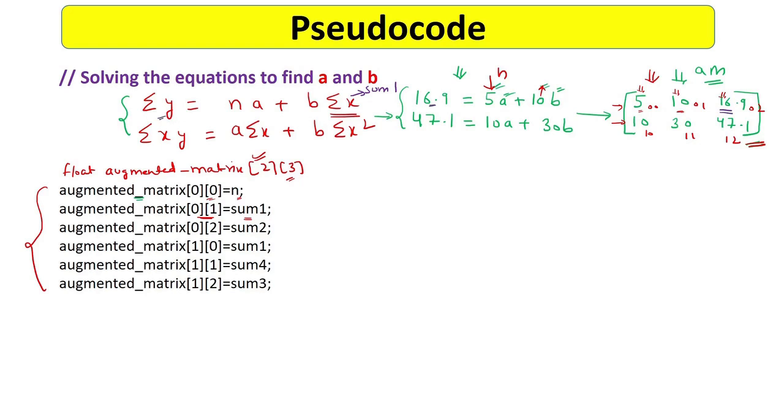This 16.9 is the summation of y, and this was saved in sum of 2. So at the 0, 2 position, we have saved the value of sum of 2. So we have created this place also.